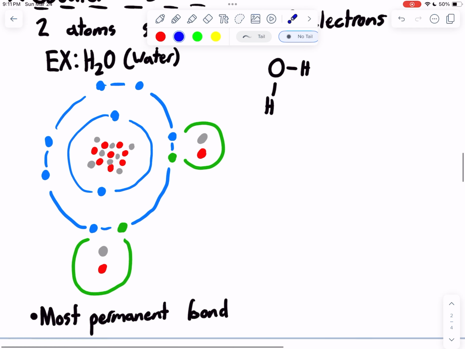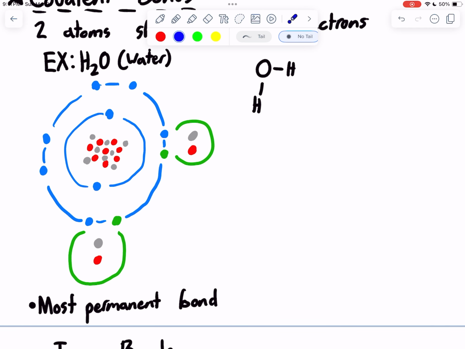This is the most permanent of all the ones that we'll know. And without some external force, which we'll learn about in future units, or an incredible amount of energy, this won't separate on its own.